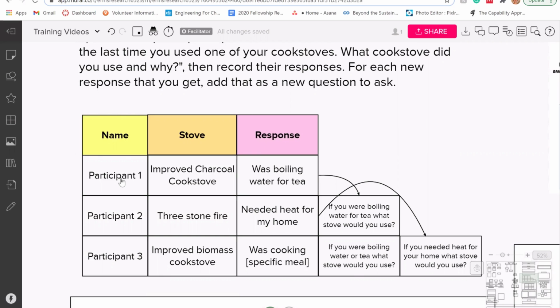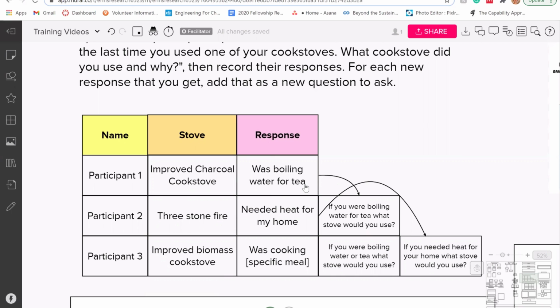So let's say you talk with participant 1 and you say, what stove was the last one that you used and why? And so they say the last stove they used was their improved charcoal cook stove, and their reason for using it was that they were boiling water for tea. So first, this opens up an opportunity to discuss this. So if they have other stoves, why didn't they use those?